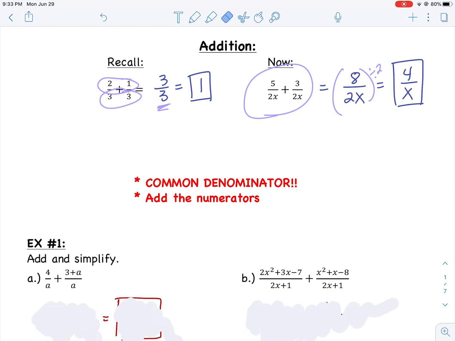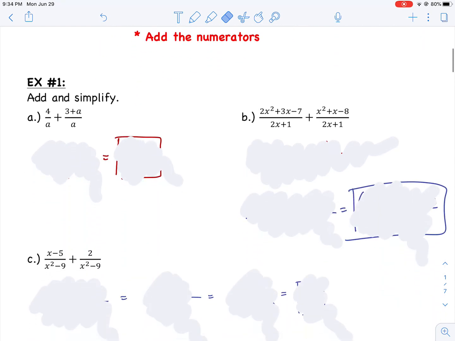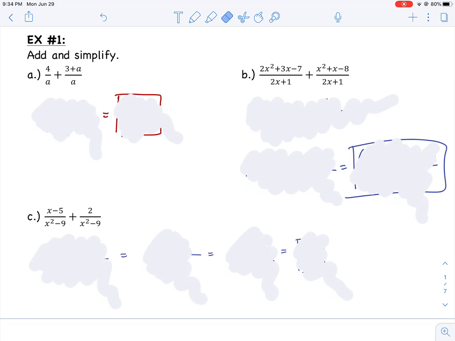So remember, anytime I'm adding, I need to make sure that I have a common denominator. I keep that common denominator, and I just add the numerators together. Let's do a few of those. Example number 1 asks us to add and simplify. So remember, as long as I have a common denominator, I can add my fractions together. Let's keep our common denominator, and then let's just add our numerators together. So 4 over a plus 3a plus a over a, I keep my common denominator, and I add my numerators.